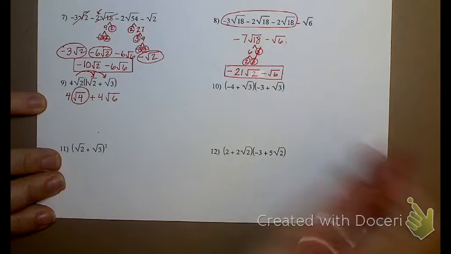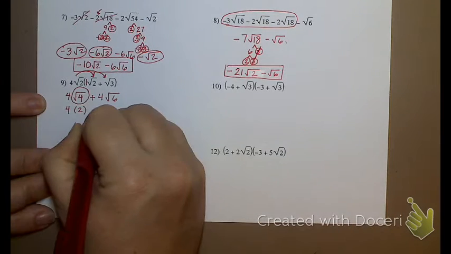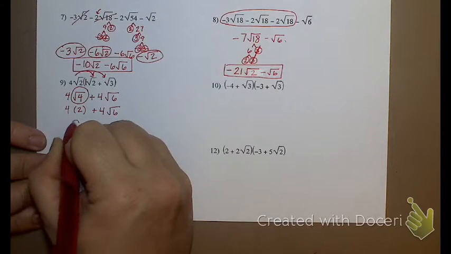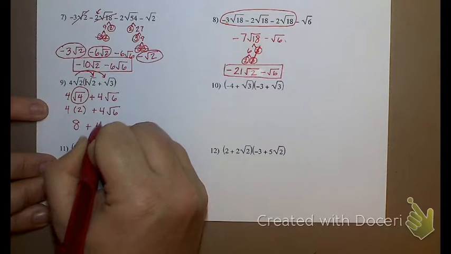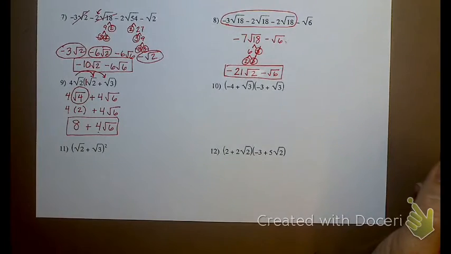Square root of 4 is 2. So this is really 4 times 2. What is 4 times 2? Plus 4 radical 6. That's where we got to go. Capiche? What about this guy?